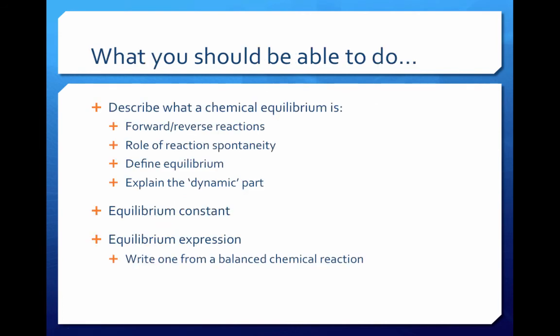A quick list of things you should be able to do at this point. You should be able to describe what a forward and reverse reaction is. You should be able to talk about the role of reaction spontaneity in equilibrium. It determines whether you'll have an equilibrium or you'll just have a forward reaction. You should be able to define the term equilibrium itself and also be able to talk about the dynamic part, the fact that we don't change quantities of chemicals, but the reactions are constantly running, churning out more product, which then gets churned out to make more reactants.